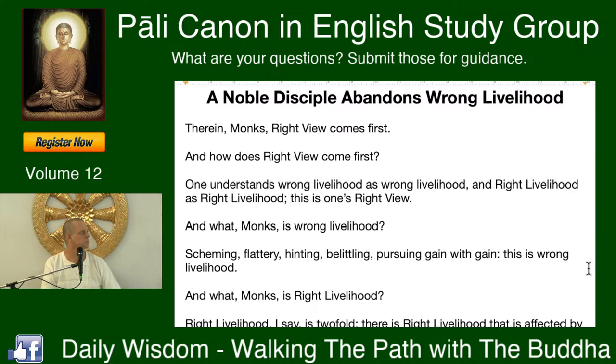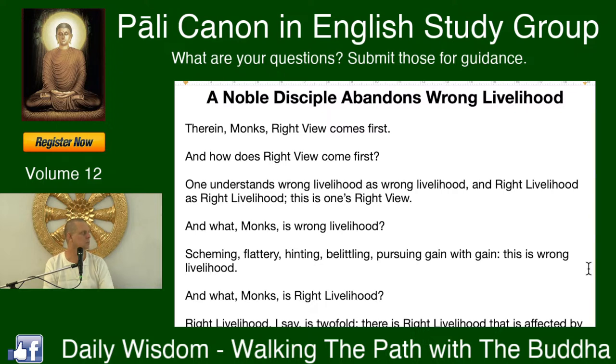A noble disciple abandons wrong livelihood. Therein, monks, right view comes first. And how does right view come first? One understands wrong livelihood as wrong livelihood and right livelihood as right livelihood. This is one's right view.